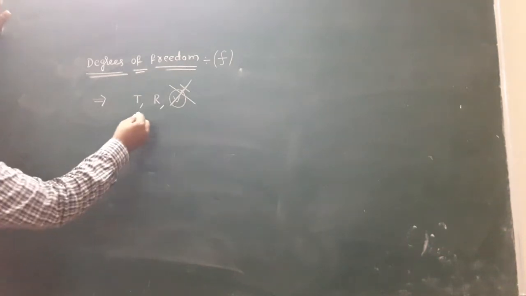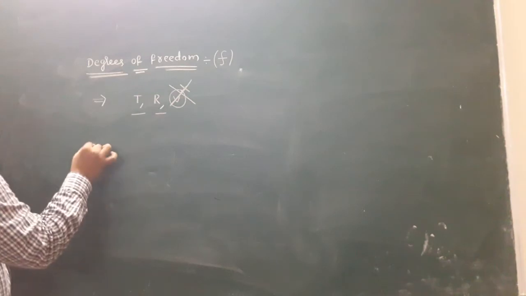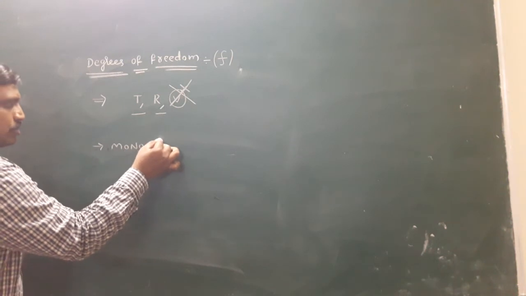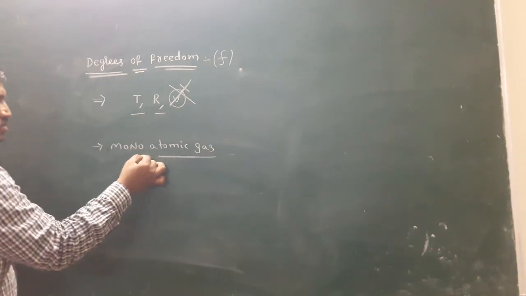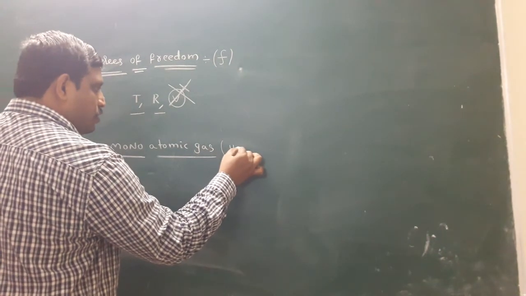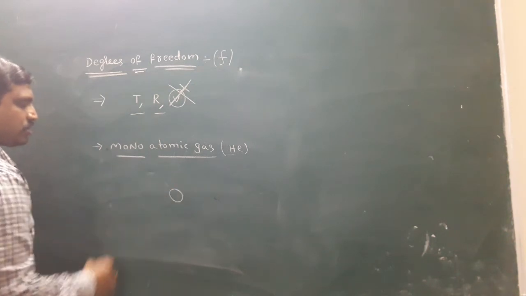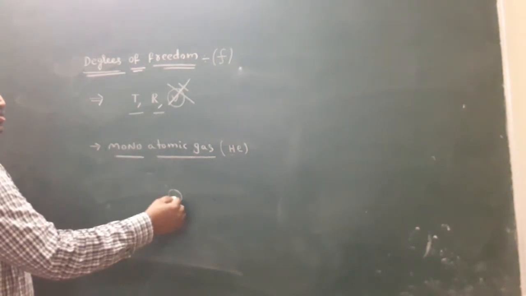If you are interested, look here. Translatory motion, rotatory motion. For example, the first gas is monoatomic gas. Please look here now. The best example is helium. Monoatomic gas means the gas consists of a single atom. This single atom is in space.